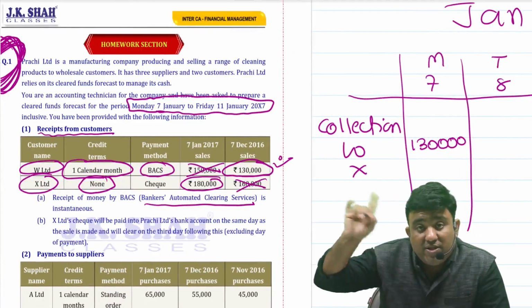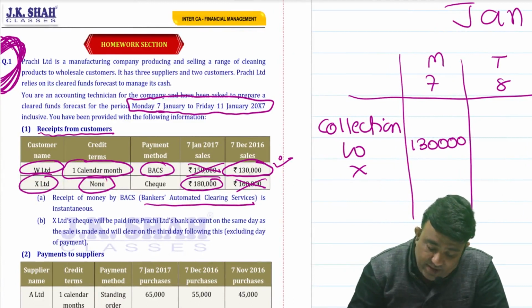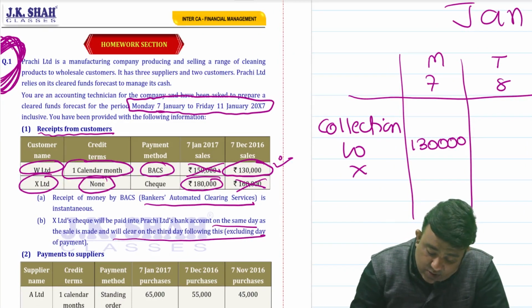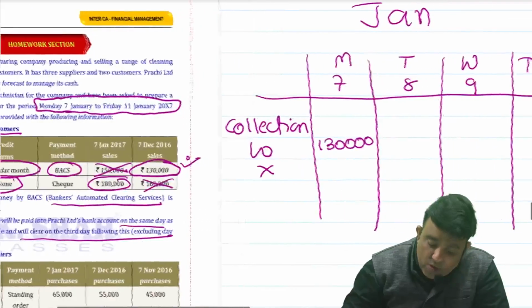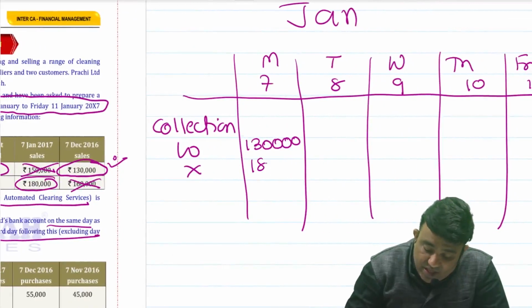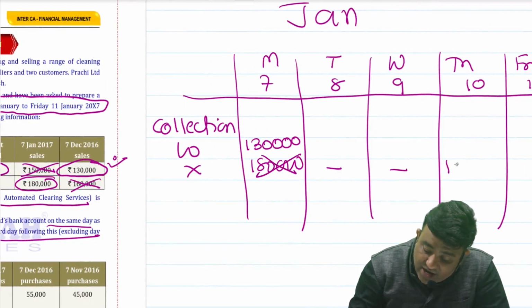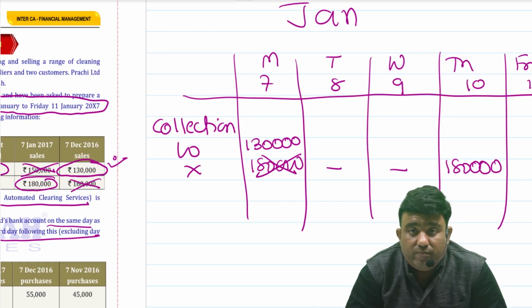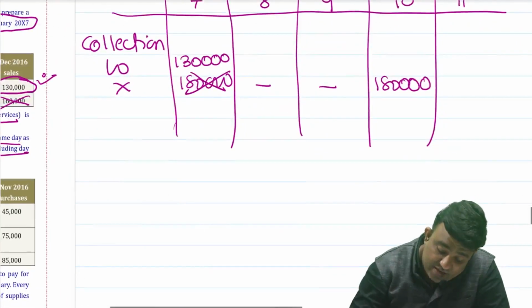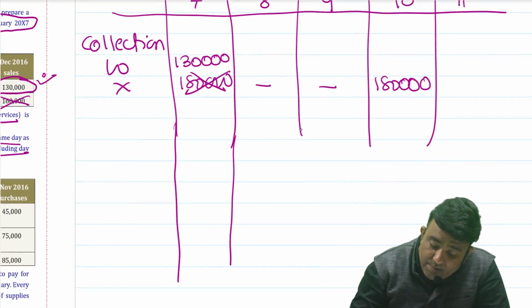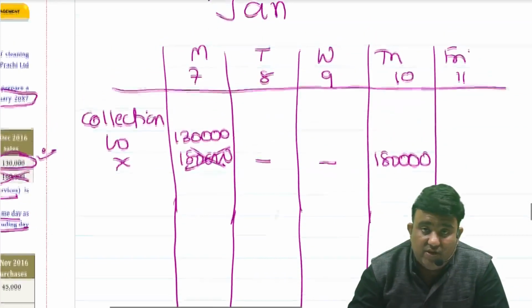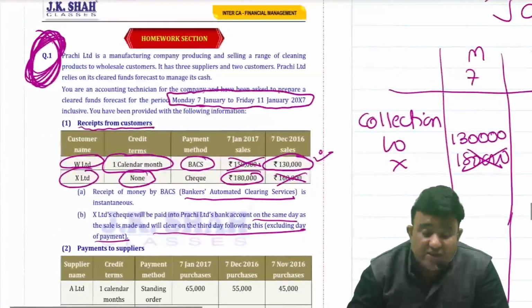December might have already been collected in December. So if I target 180, soon this is paid on the same day, meaning 7th, and will clear on the 3rd day excluding day of payment. Means 180 I'll be receiving in the month of January 7th, but it will be credited in my account after 3 days, that is 10th of January. Soon I have received a cheque, I have deposited the same, but that will be appearing in my passbook on 10th of January, because it takes 3 working days to clear the cheque.